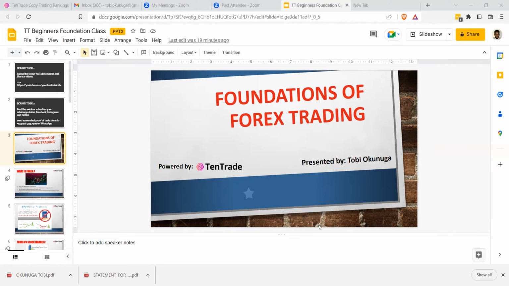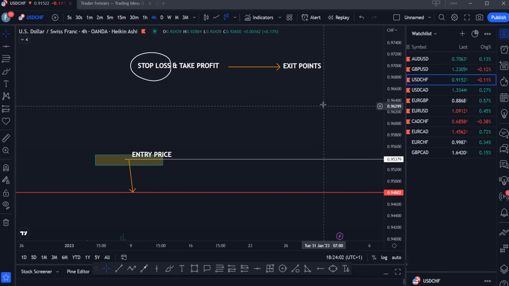My screen is not changing. Oops, give me a second. Can you see my screen now? Let me know if you can see my screen now.